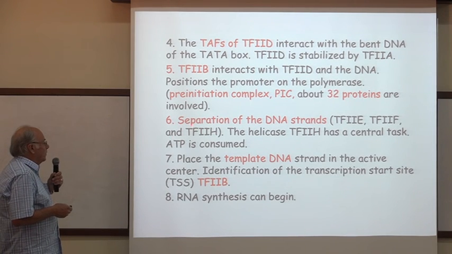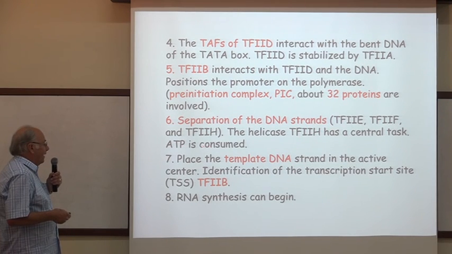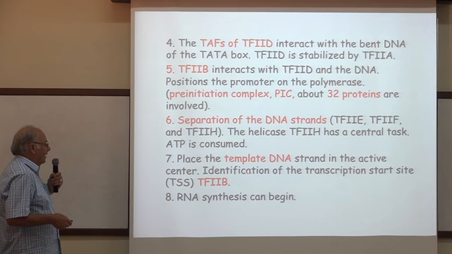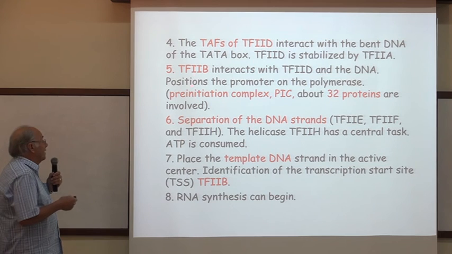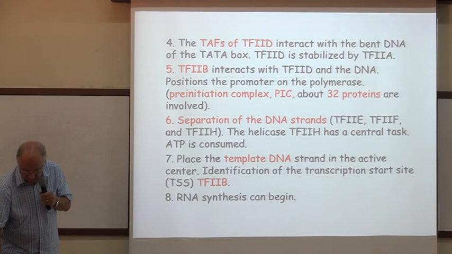Then the 2 DNA strands have to be separated, and the proteins involved in this are TF2E, TF2F, and TF2H. And the helicase TF2H has a central task in this helicase activity, and ATP is consumed here. Then you need to place the template DNA strand in the active center and identify the transcription start site. And TF2B is the important ingredient here. And then RNA synthesis can begin.